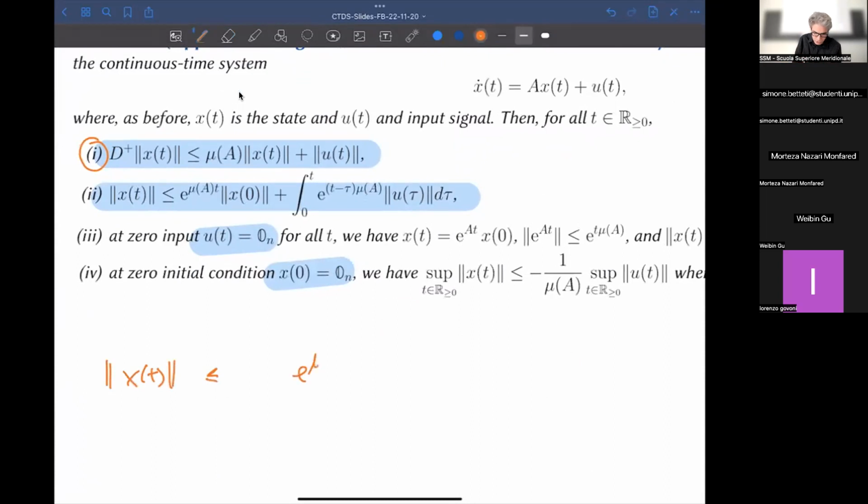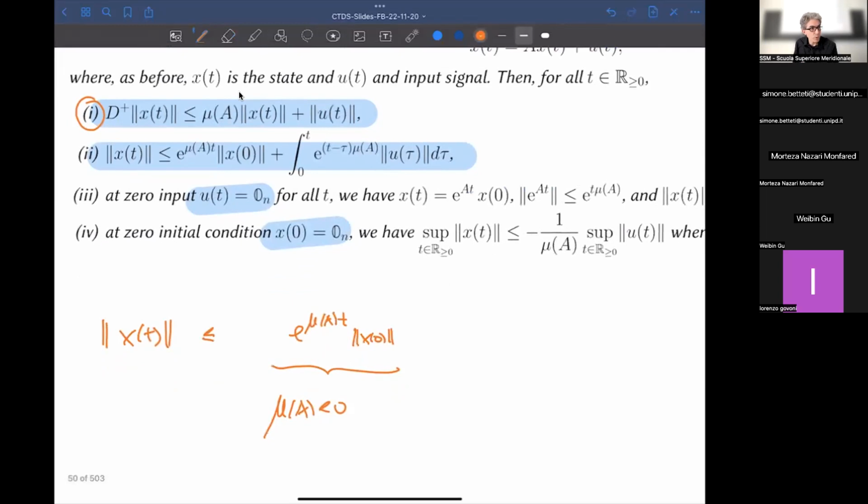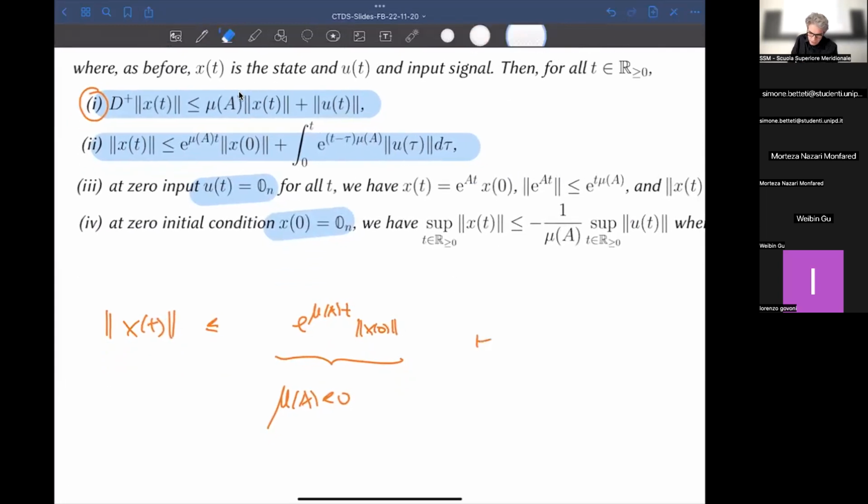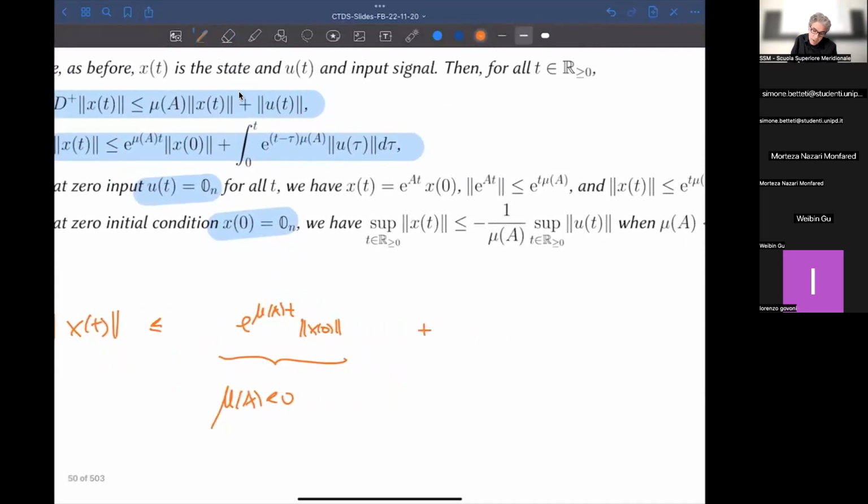One is due to the initial conditions, mu of A times t times the norm of x at 0. When mu of A is less than 0, which is what we hope for, this is going to be exponentially decaying with a rate mu of A. Plus, sorry, my screen here is moving, plus the effect of the input. That effect does not vanish. Mu of A is still present, and if it's negative, it still helps, but of course, the input is appearing.